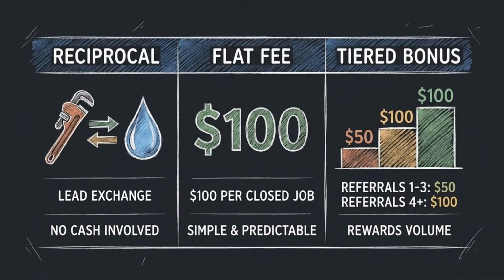This matrix shows 3 compensation structures. First, the reciprocal model, trading plumbing leads for water damage leads. Second, the flat fee, typically $100 per closed job. Third, the tiered bonus, $50 for 3 referrals, increasing to $100 thereafter.